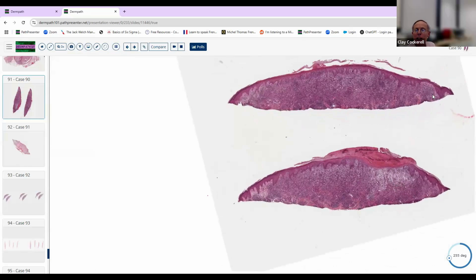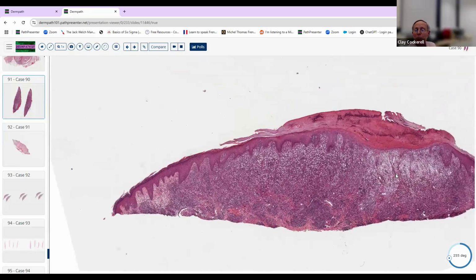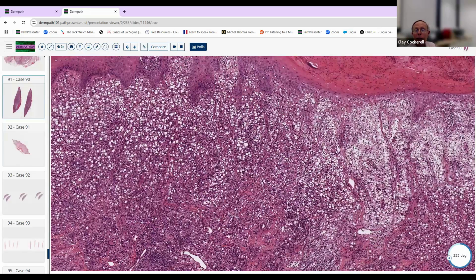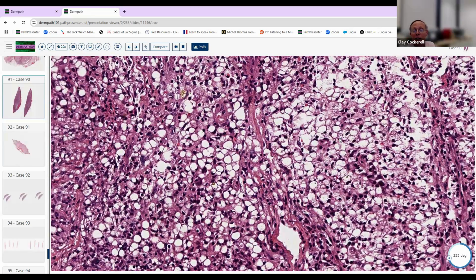Pale, dark, Leishmania. Leishmania like to live where it's cooler. They live at the top of the skin, more likely at the top of the dermis and in the epidermis. And the inflammation is present beneath it. Leishmaniasis, beautiful example.